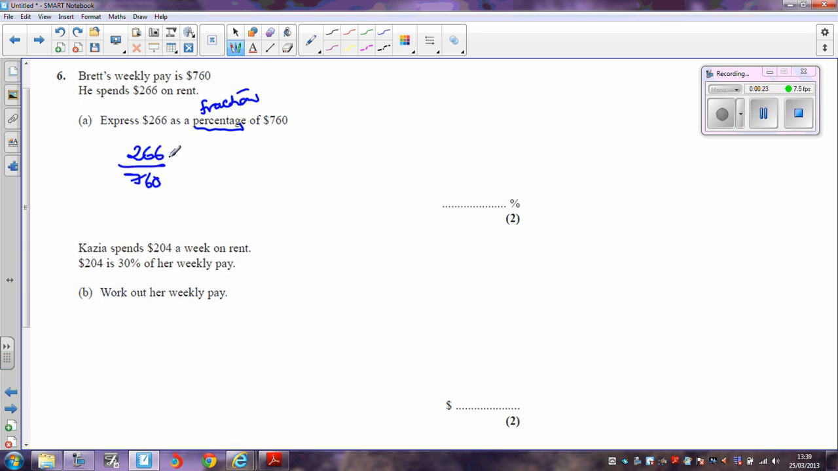So you need to do 266 divided by 760. Now that comes out as 0.35. And all you need to do now is change that into a percentage by multiplying by 100, so it's 35%.